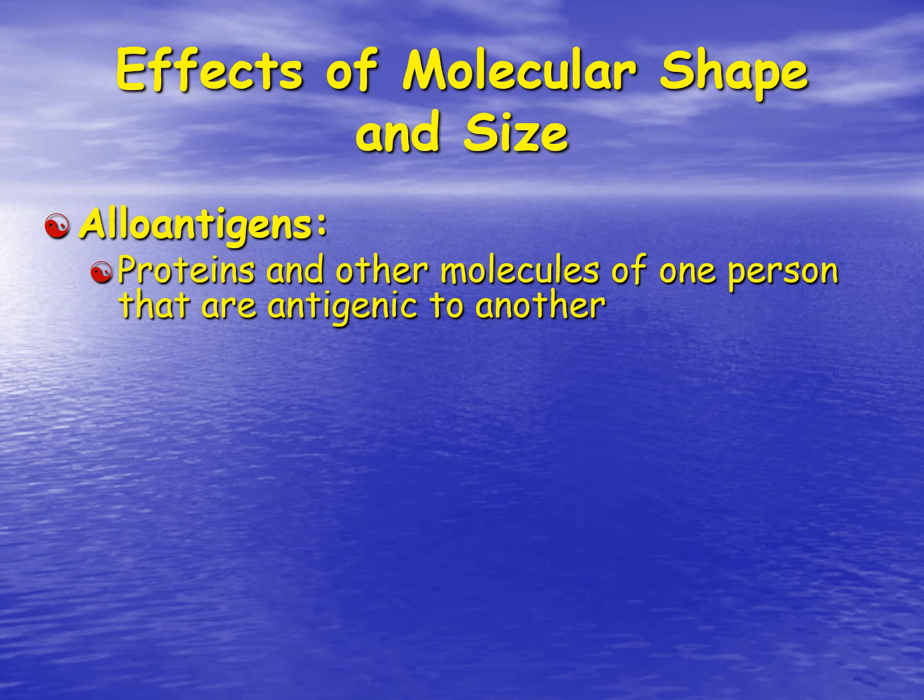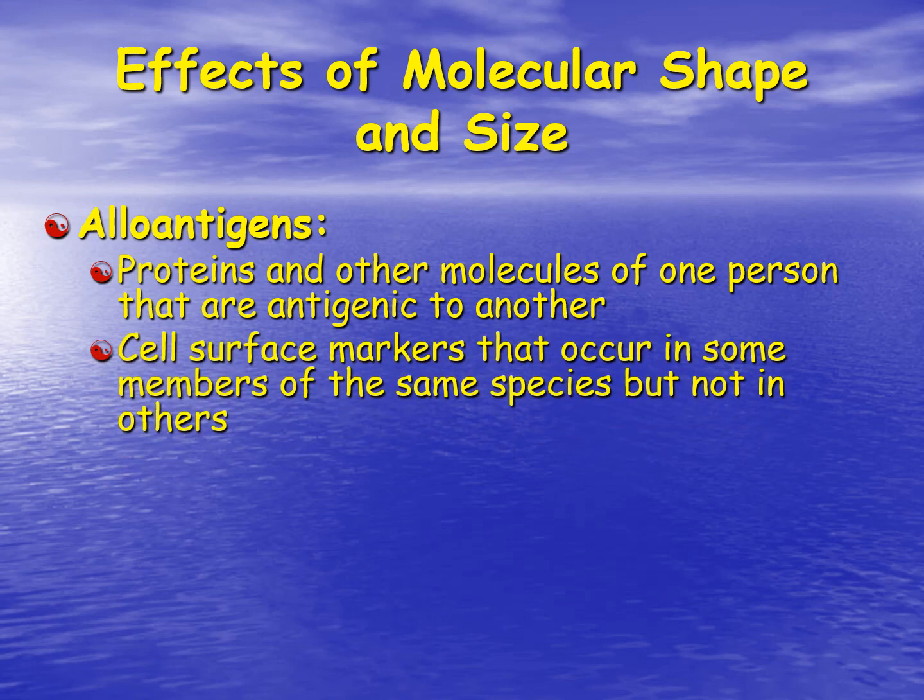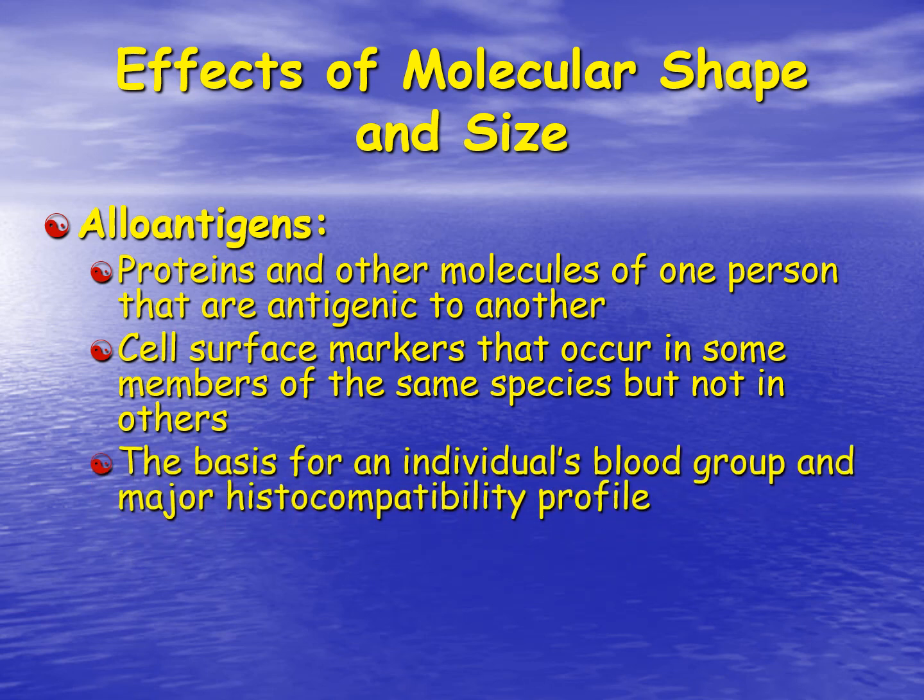Alloantigens are proteins and other molecules of one person that are antigenic to another person. There are a few people out there that can actually be allergic to other people's epithelial cells or to other cells of the body, and this can actually be a severe problem in those individuals. These alloantigens are cell surface markers that occur in some members of the same species but not in others. This is actually the basis for an individual's blood group and the major histocompatibility profile.